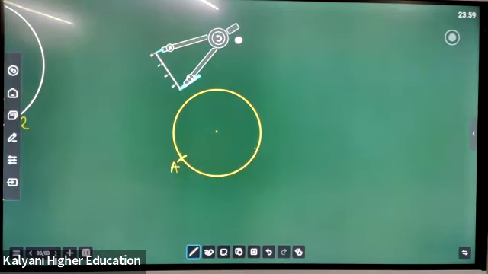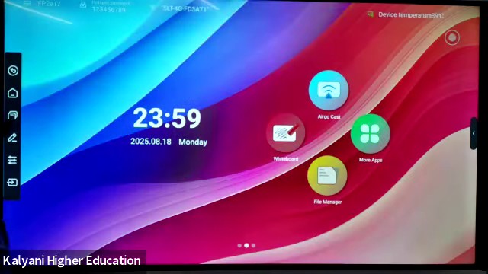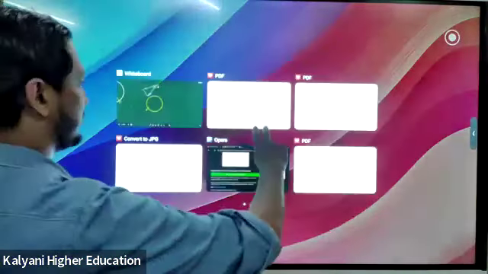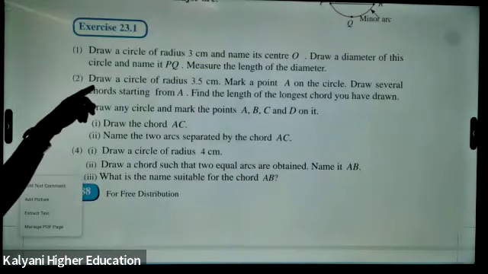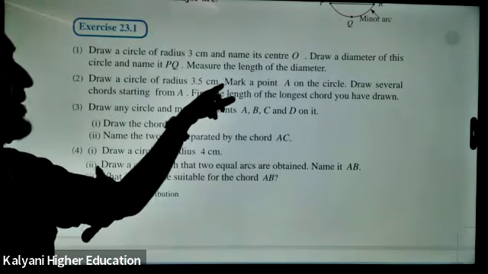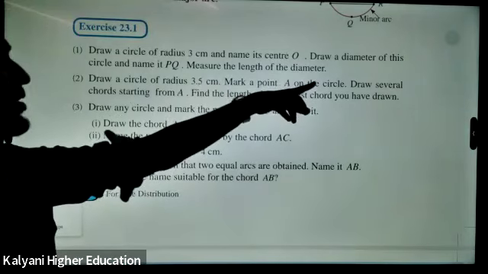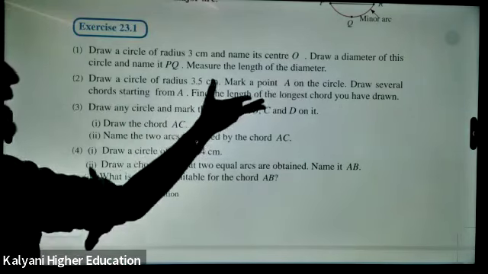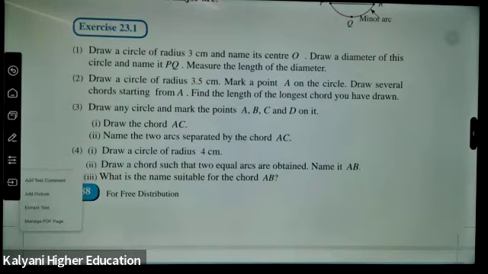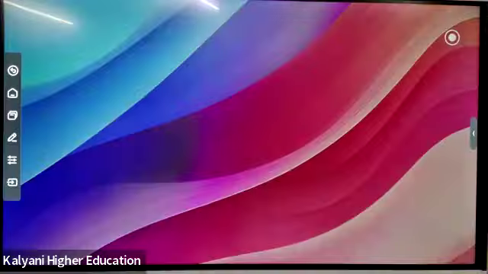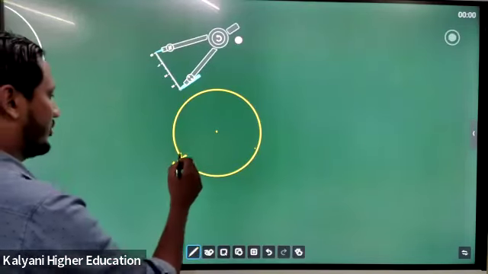Others, please help me, because Abu Bakr is reading something else. Draw a circle of the radius 3.5 centimeter. Mark a point A on the circle. Draw several chords starting with A. And they didn't ask for O. Read the question. Nothing. Then why did you say O? O is not the A.